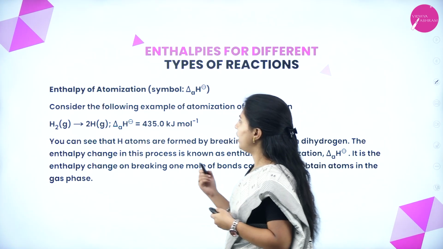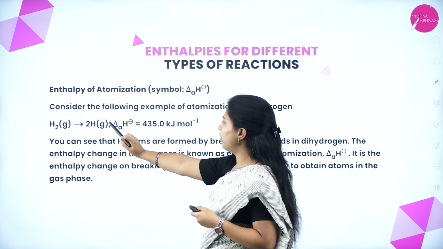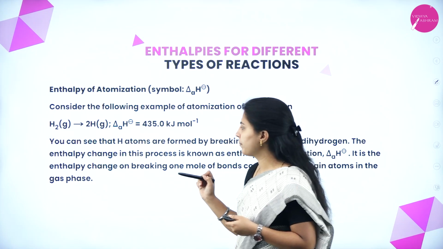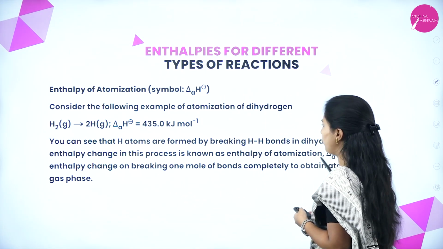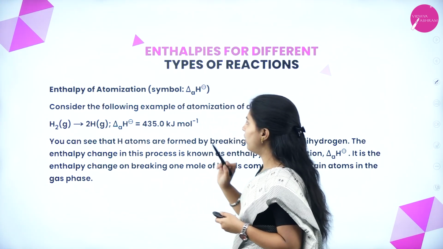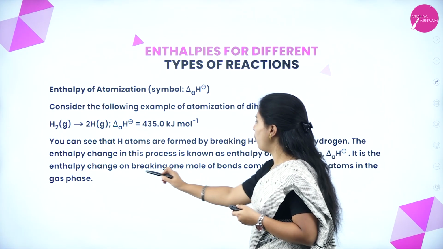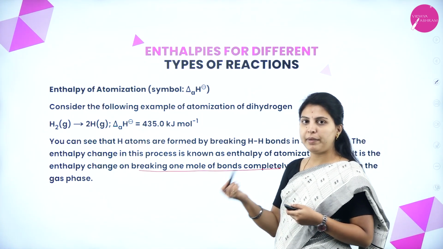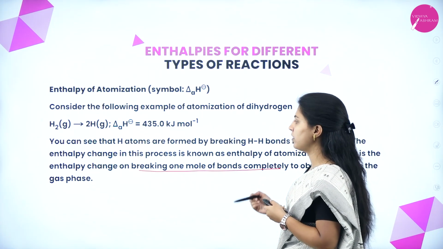Enthalpy of atomization. See here, hydrogen: 2 molecules of hydrogen, meaning the element is going to form atoms. You can see that H atoms are formed by breaking of H-H bonds in dihydrogen. This is dihydrogen going to form atoms. That is called enthalpy of atomization, and it is the enthalpy change on breaking 1 mole of bonds completely to obtain atoms in the gas phase. From an element or from any compound, it is going to form atoms by breaking its bonds.